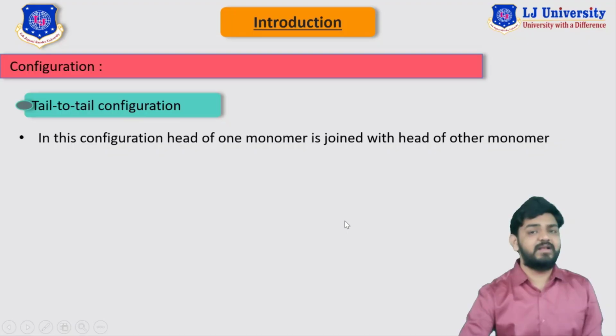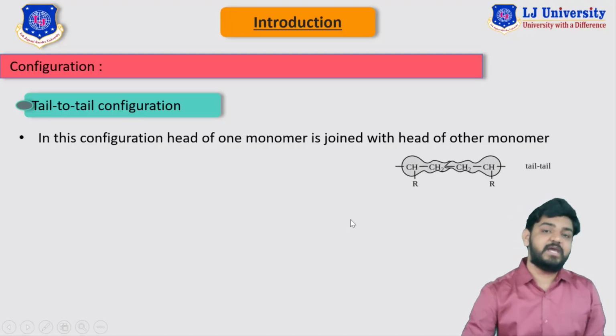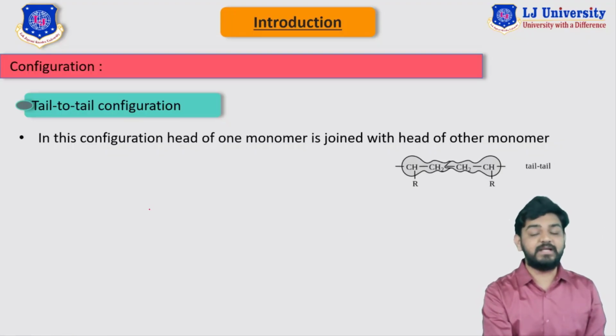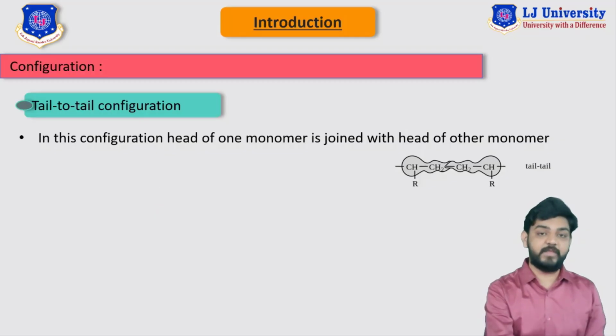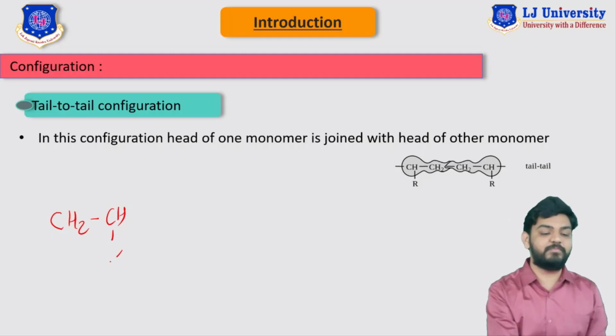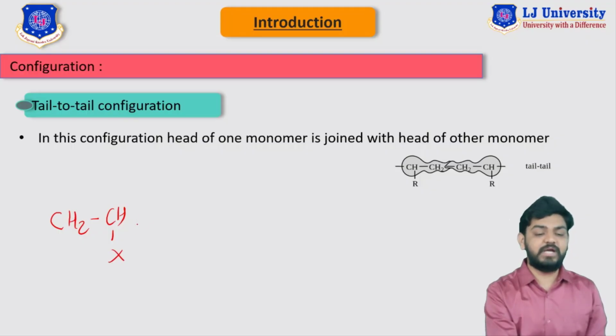Now let's move to the third category of configuration, and that is tail to tail configuration. Well, as the name suggests, here the tail of one monomer is connected to the tail of another monomer. So we will continue with the same example of vinyl chloride in which this CH2 is connected with the halogen group like this. Now this monomer is undergoing the polymerization reaction and we will have a polymer like this.